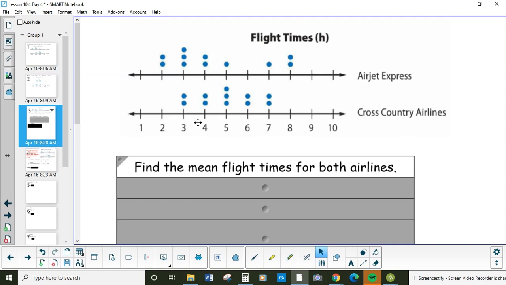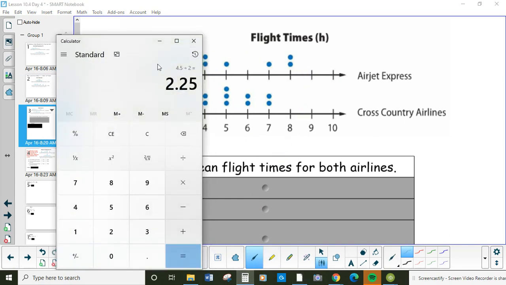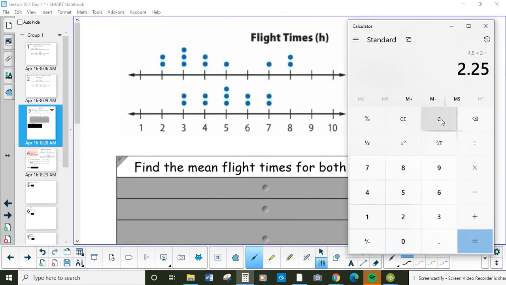So if I were to find the mean, mean means average. Average means add them up and divide by how many numbers there are. So we can get our calculator here, and we can start adding these up. I have 2 times, so I got 2 plus 2. I have 3 threes, plus 2 fours, 4 and 4 again, plus 1 5, plus a 7, plus 2 eights.